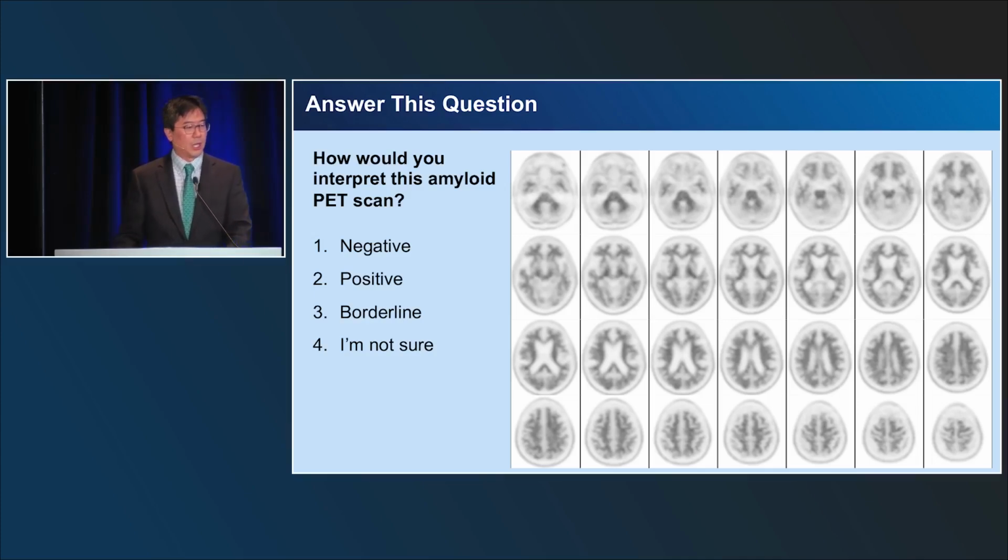Okay, so another quick question for our audience. How would you interpret this amyloid PET scan? Negative, positive, borderline, or I'm not sure?